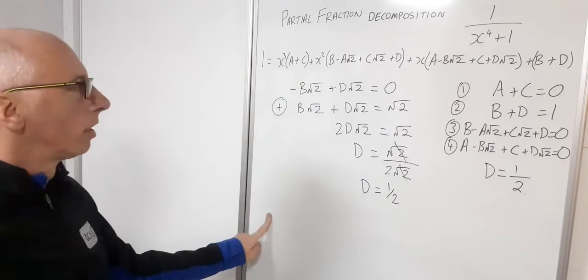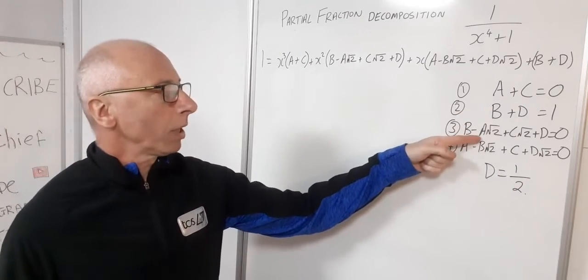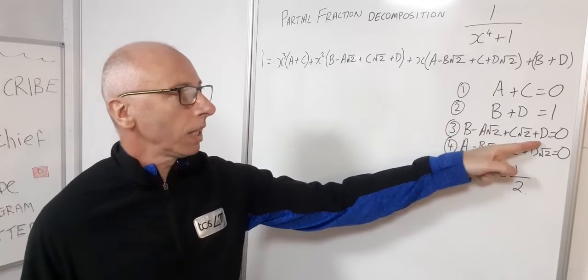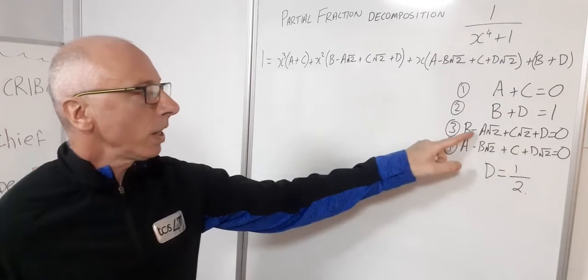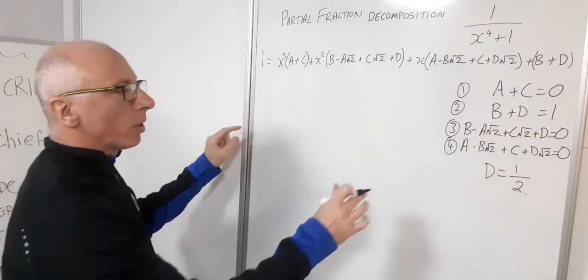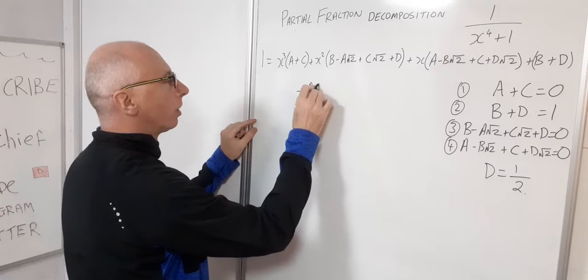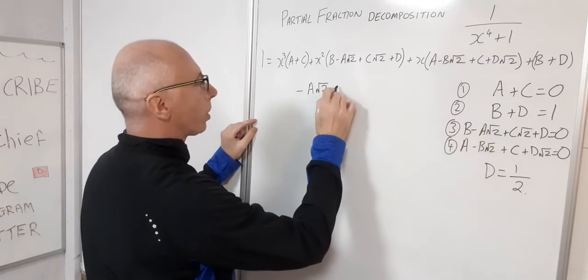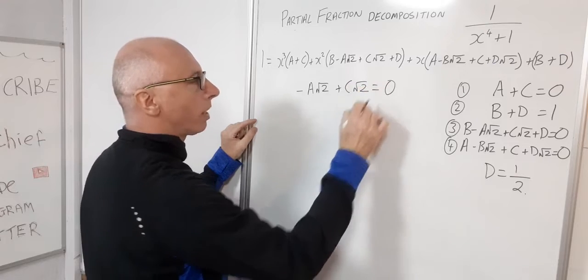Okay, now let's see if we could do something with equation 2 and maybe equation 3, because b plus d is going to be equal to 1. So let's rewrite this. If I put my a minus root 2 first, plus c root 2, and that is equal to 0.